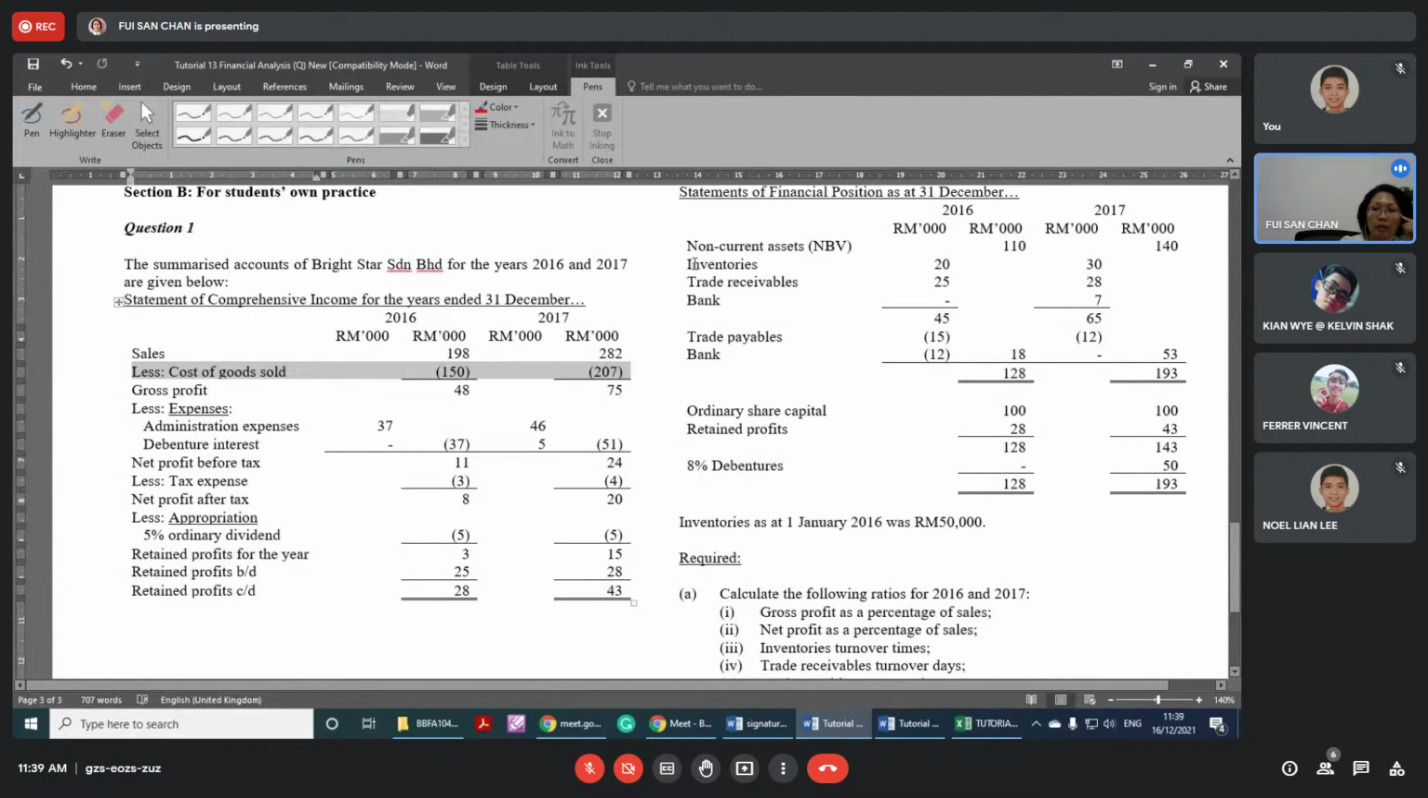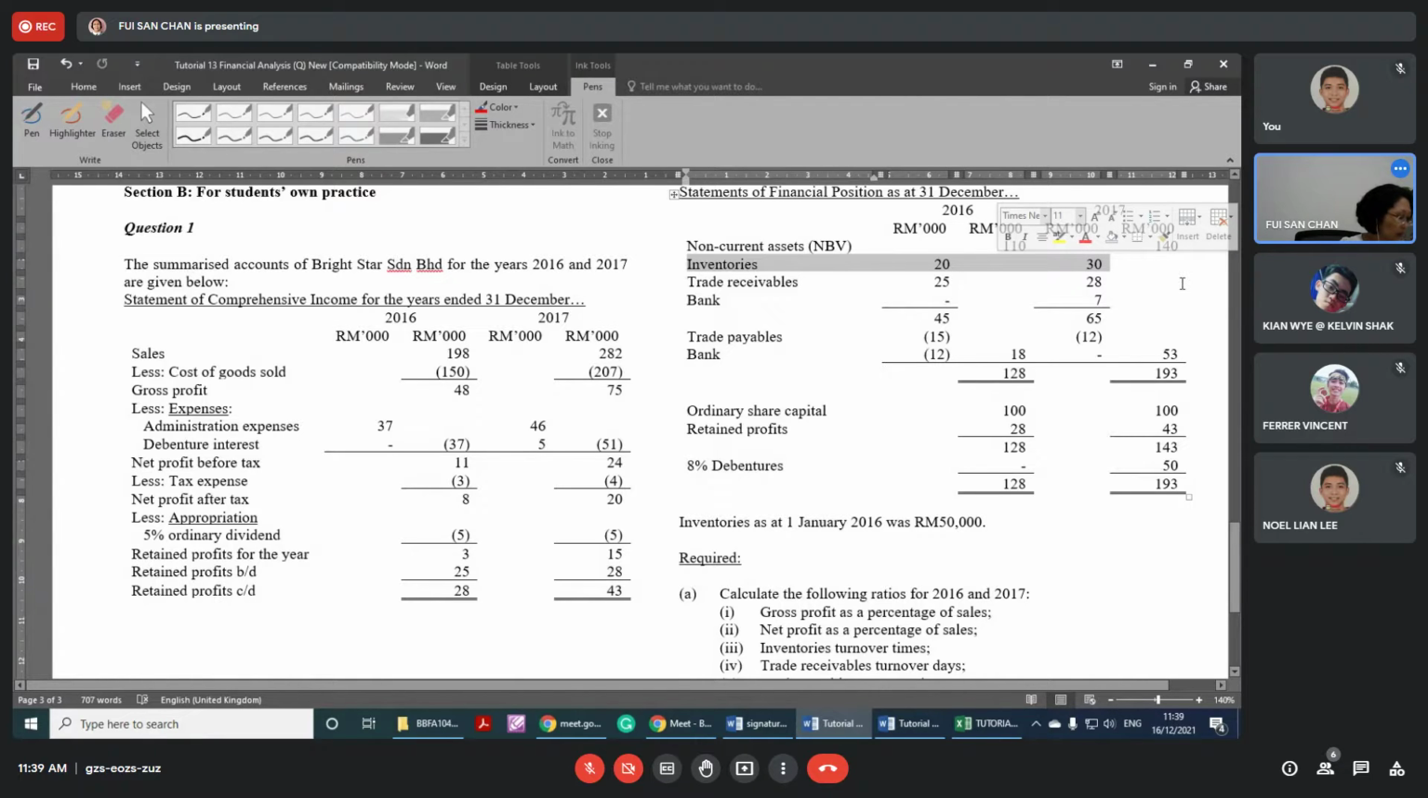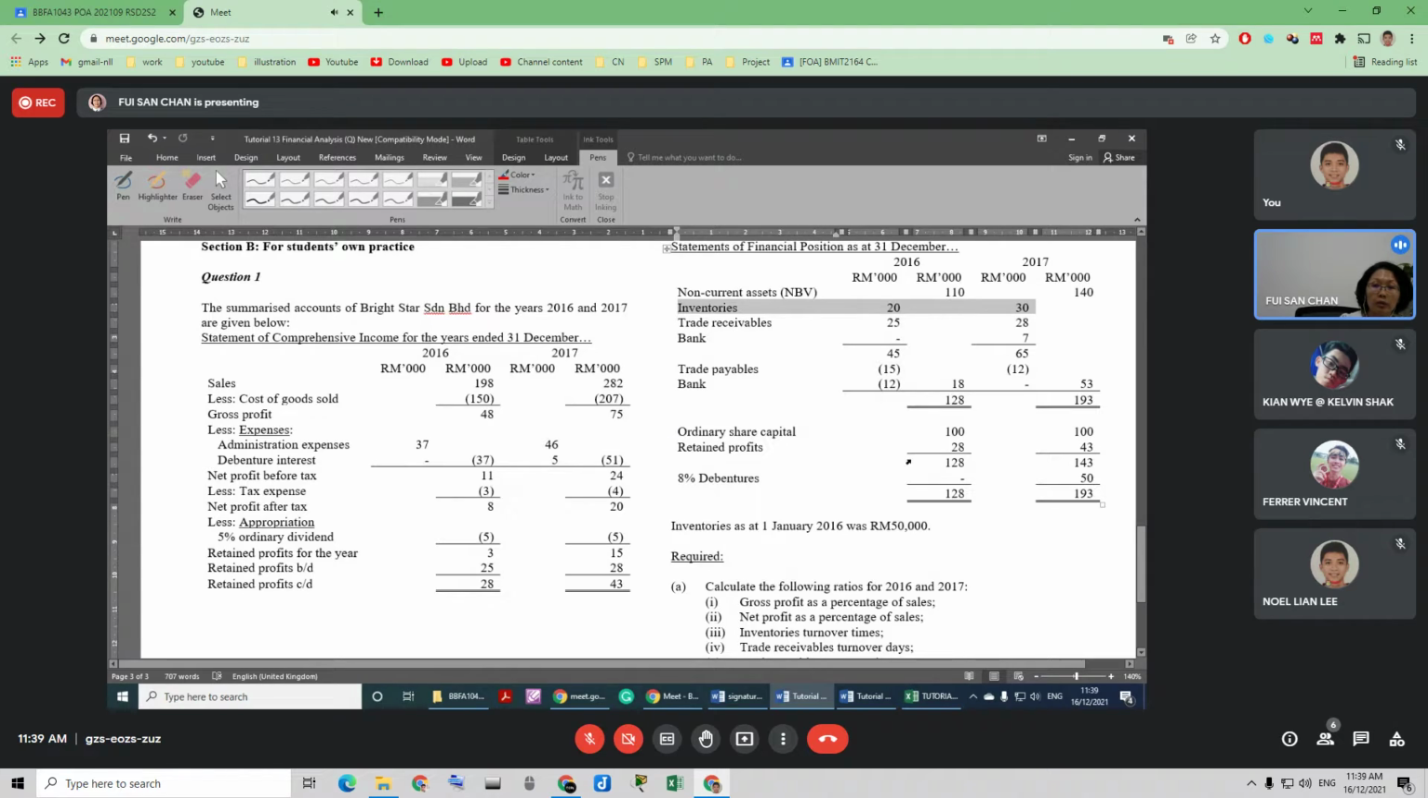So where's your inventory? Inventory is here. This is your inventory, 35. Oh, I think this one they use average. Now, can you use average? Can you use average or not? This question actually can use average.